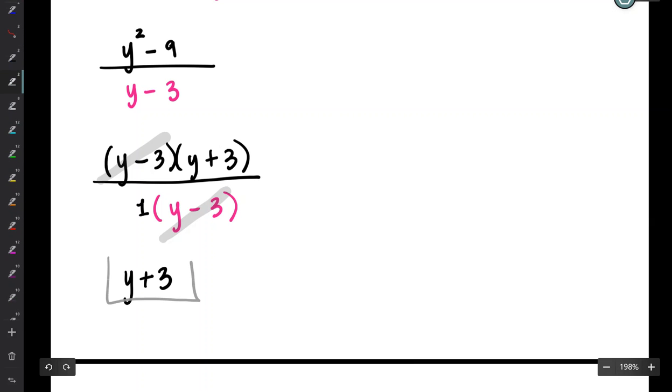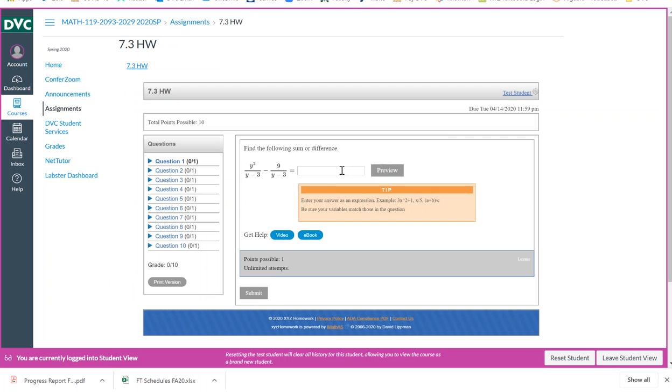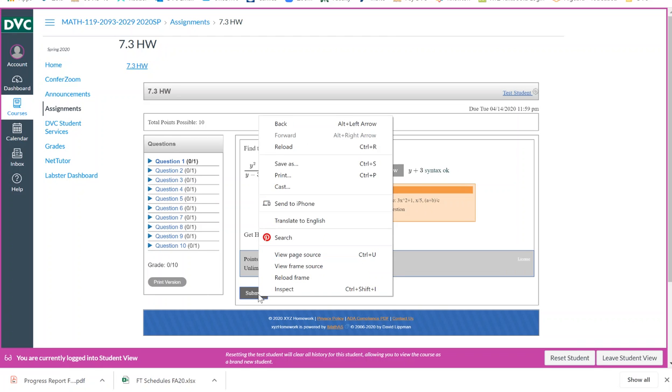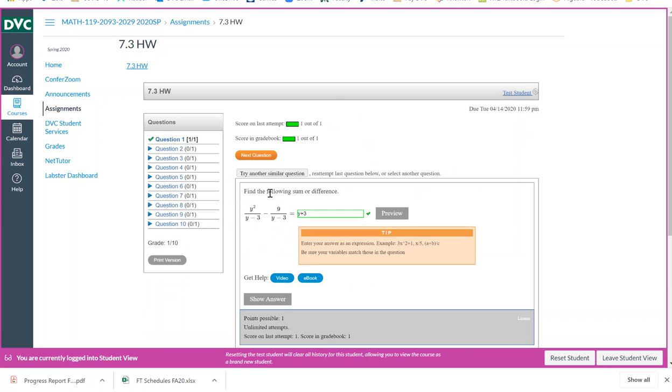Let's go ahead and put that into our computer and see that we've done it correctly. So y plus 3, the computer can read it. I'm going to hit submit, and we did it great.